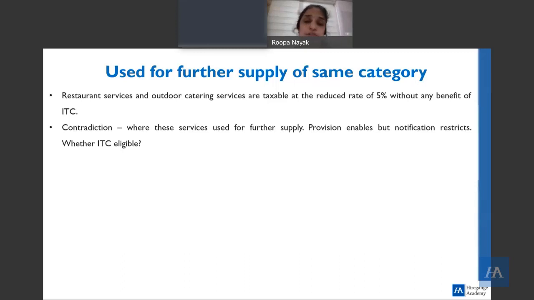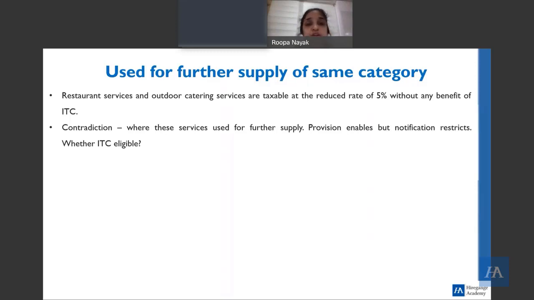The provision is always going to override the notification. And remember that the notifications are nothing but subordinate to the provision. So a view can certainly be taken that the ITC should be eligible, but the very conservative or cautious approach would be not to take the credit, considering that there is no judicial clarity from the higher courts under the GST law as of the present date with regard to availment of this credit.